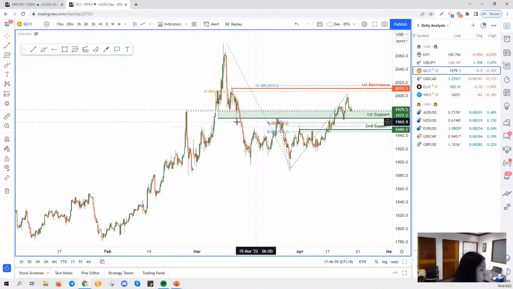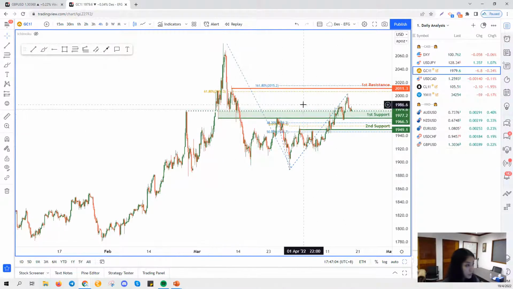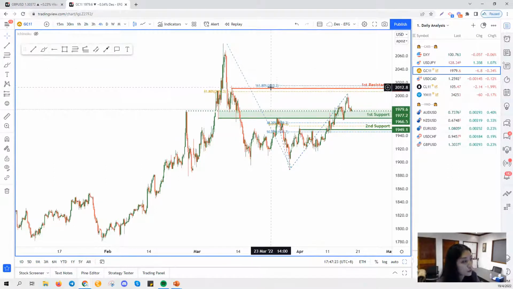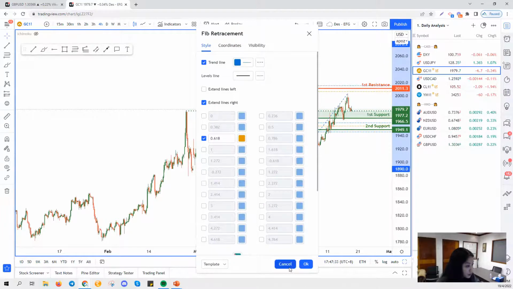So let's see what we have here. As you can see, there's an overlap. So this one we identify as, sorry, a pullback support over here. This area will be a pullback support. And here there's a very strong first resistance level, as there are 2 Fibonacci levels. One is the 161.8% Fibonacci extension, and also a 61.8% Fibonacci retracement.